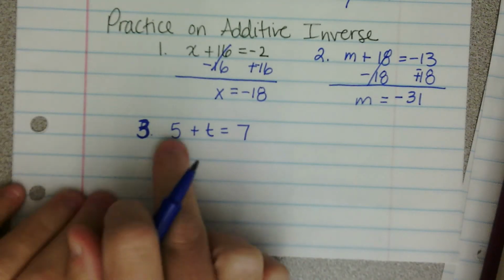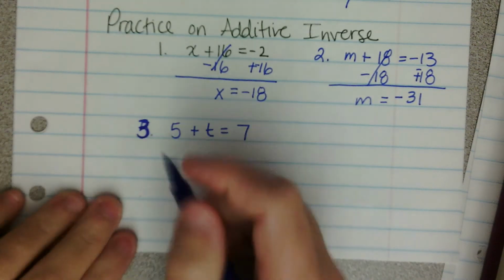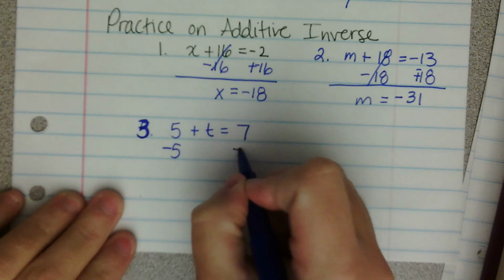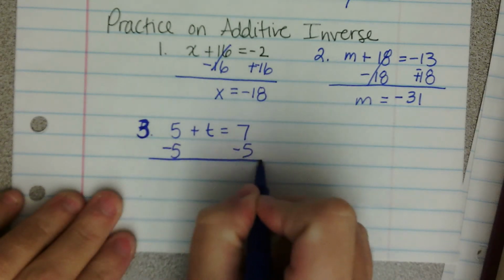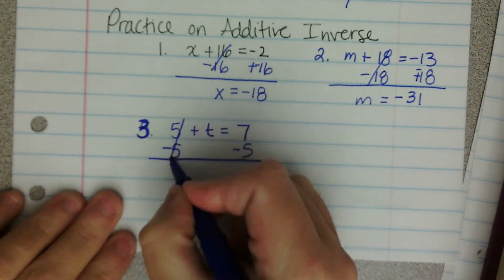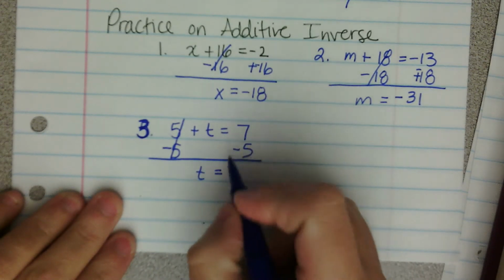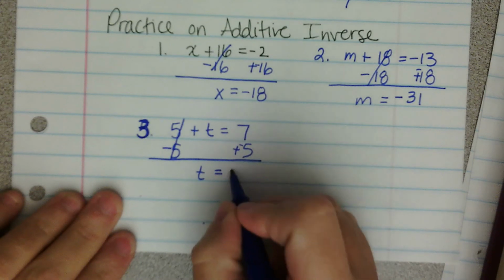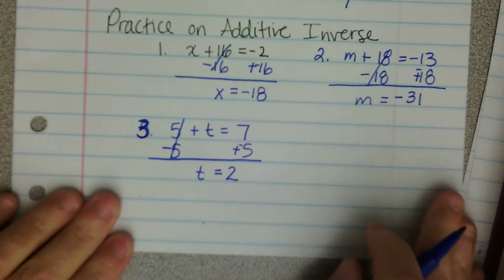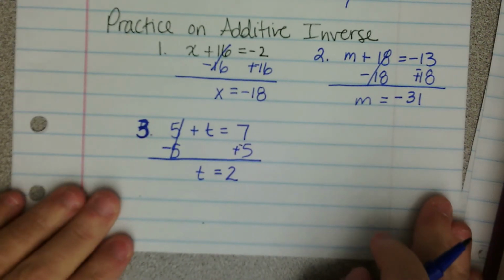So what we're going to do is we need to get rid of this positive 5. We're going to subtract 5 on both sides of equals. We're going to draw our line. 5 minus 5 cancels. T comes down, equals comes down, and 7 minus 5, or 7 plus negative 5, is positive 2.